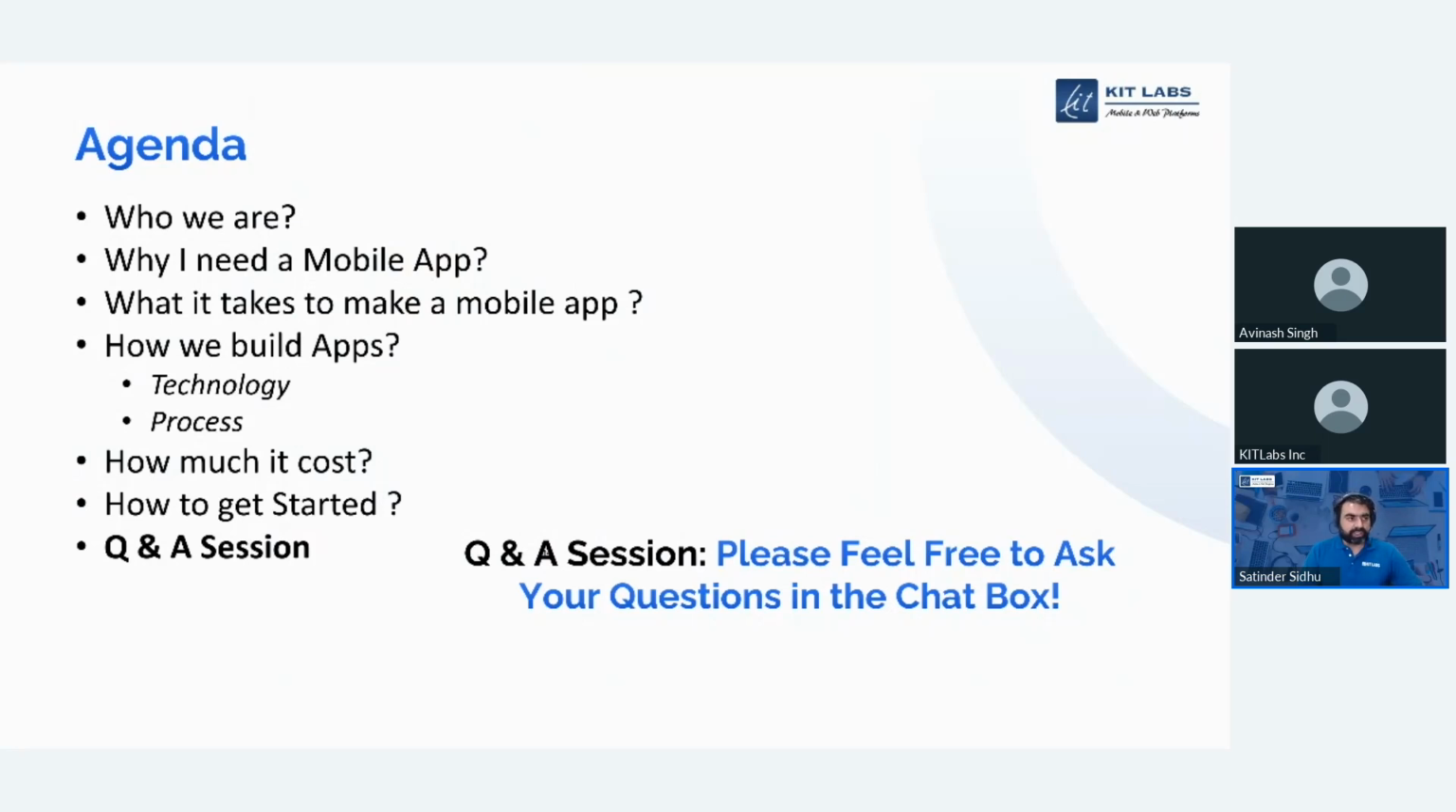We'll talk about who we are, and then we'll talk about why you even need a mobile app. Maybe you don't need a mobile app. Then we'll talk about what it takes to make a mobile app, and then how we do it, meaning what our process is from the technology side and the operational side. And then we'll talk about the costing, which is the question we mostly get from customers, and then how to get started. At the end, we will have the question and answer session.